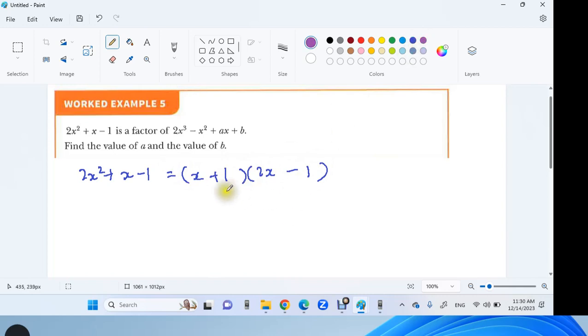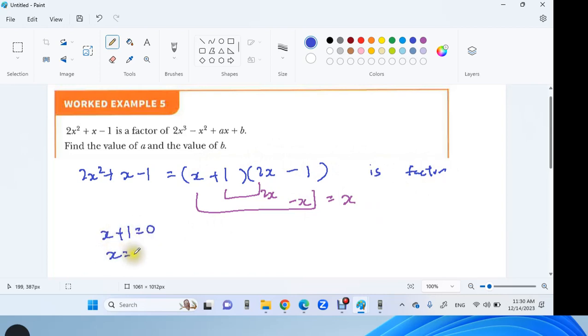Okay, because we have 2x here and minus x here, then it will become it. So 2x squared plus x minus 1. So x plus 1 and 2x minus 1 are factors. Okay, so we have x plus 1 equal to 0, x equal to negative 1. So 2x minus 1 equal to 0, x equal to 1 over 2.